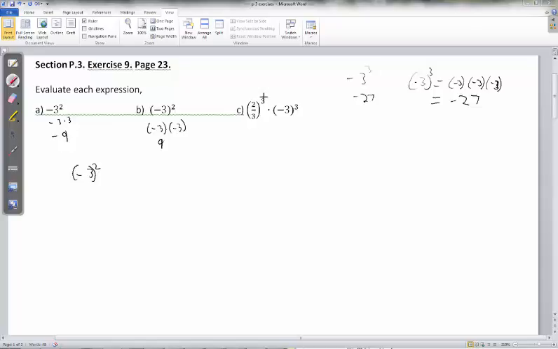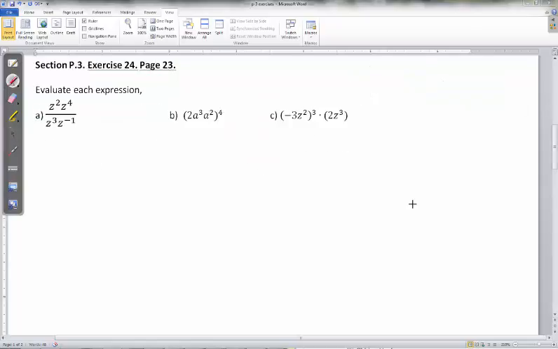So here we just distribute. So 2 to the third is 8. 3 to the third is 27 times negative 27. And that just reduces. So, there we go. So that is just going to be negative 8. And we're good.